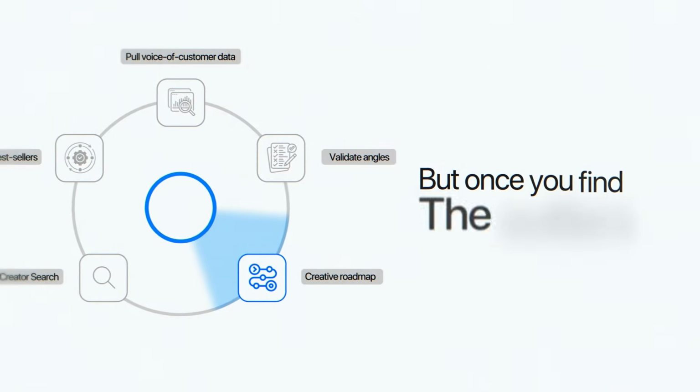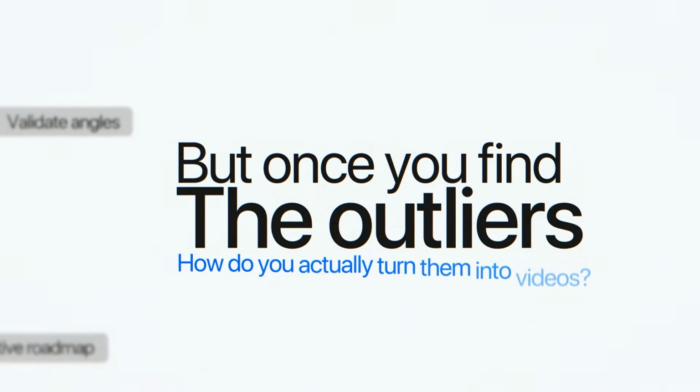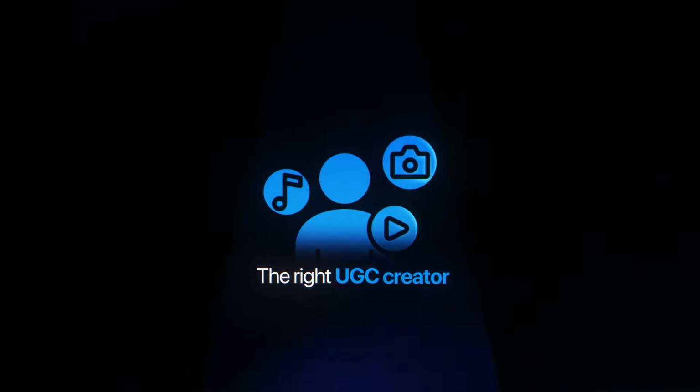But once you find the outliers, how do you actually turn them into videos? Now, the first step to creating any kind of video is having the right UGC creator. Now, this doesn't necessarily mean going and hiring influencers with high follower counts, because honestly, the right UGC creator can outperform any influencer.